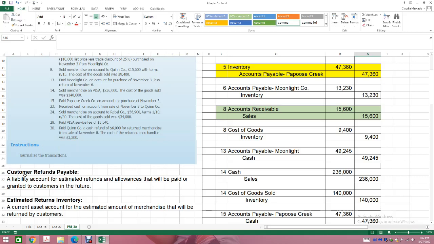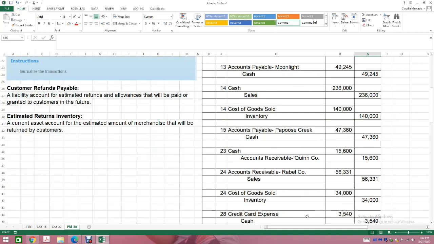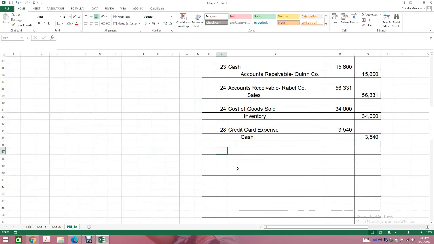That chapter explains that a customer refunds payable is basically a liability account for estimated refunds and allowances that will be paid or granted to customers in the future. It's just another liability, but we want to track certain things separately. So this is happening on the 30th. We're going to debit my customer refunds payable, and I'm going to credit cash.